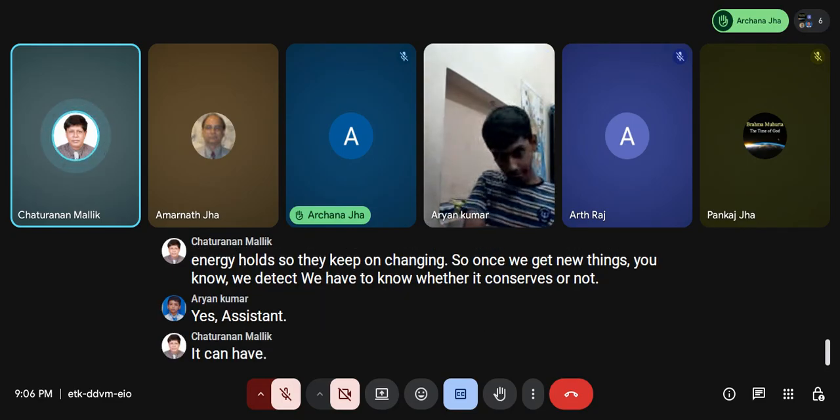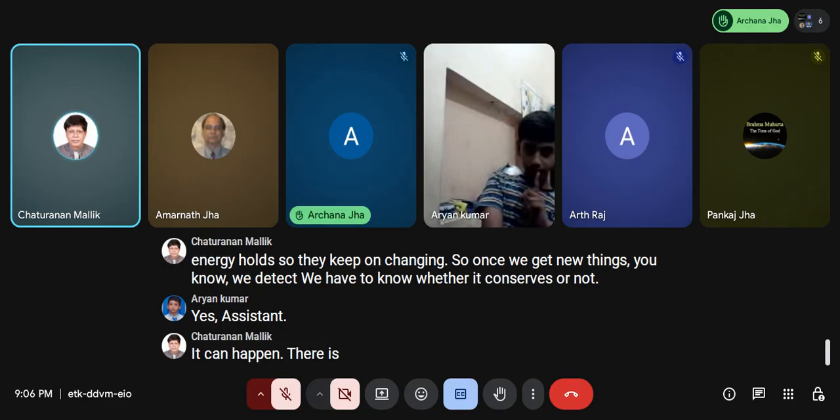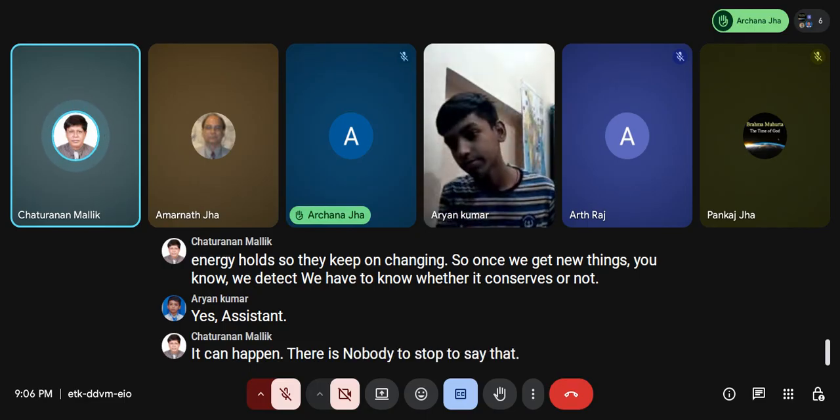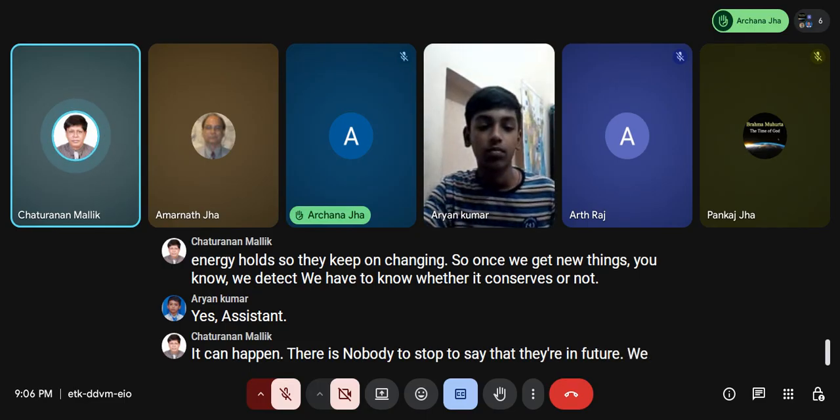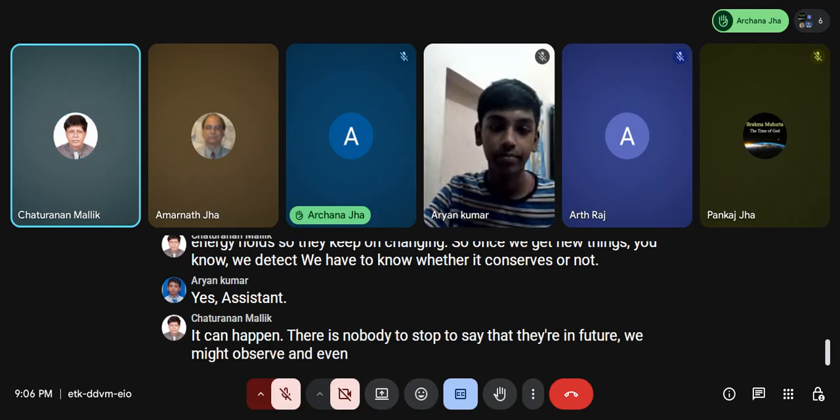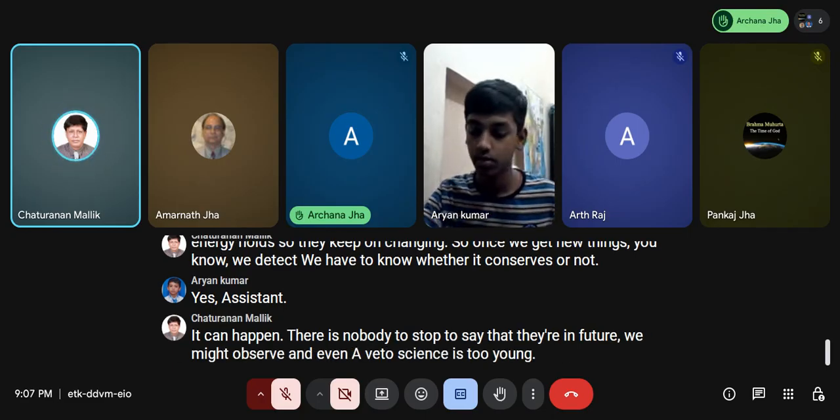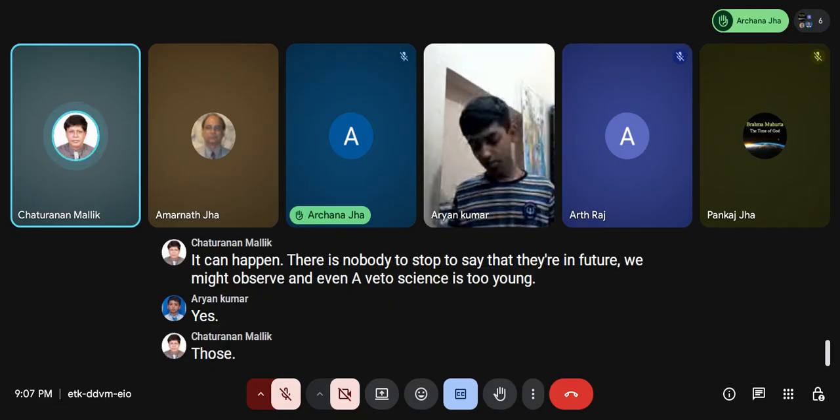Sir, it can happen. There is nobody to stop us from saying that in future we might observe an event. Science is still so young, only 200-300 years old.